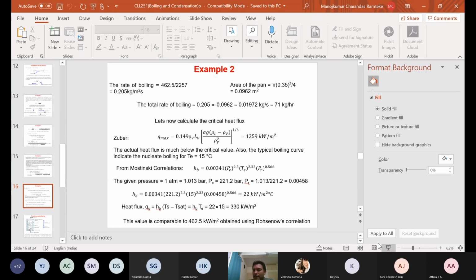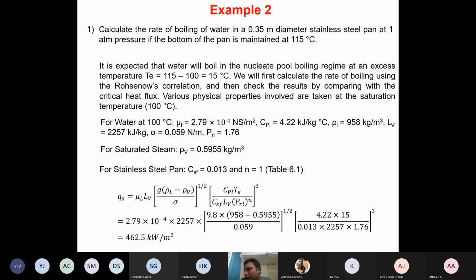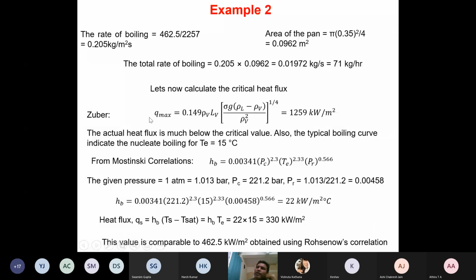Now another thing which we are interested in is whether this heat flux is in the nucleate boiling regime or not, that we have to ensure. So how can we ensure? We can find out the heat flux again by using the Zuber correlation, for the maximum or critical heat flux. You can put all the values there.